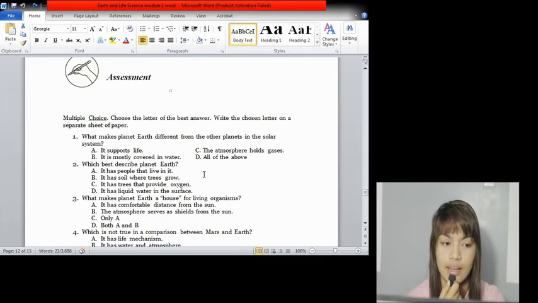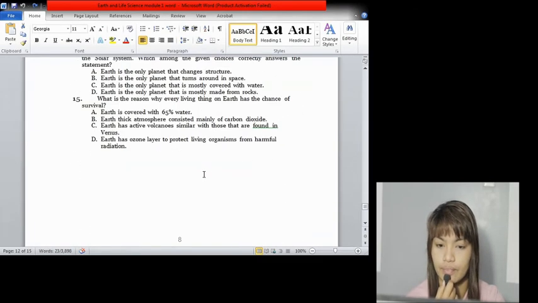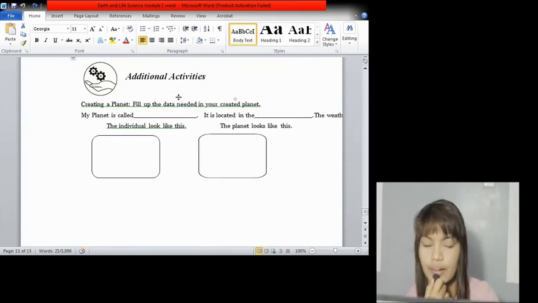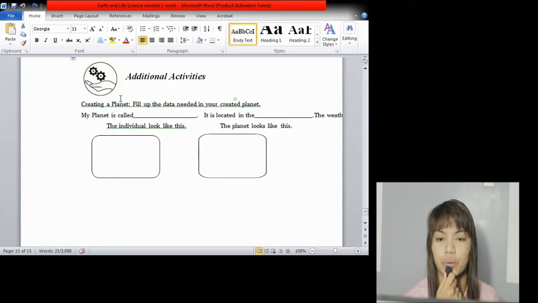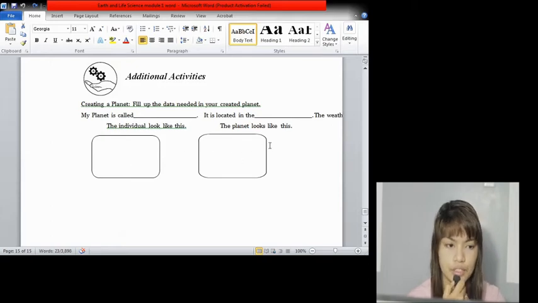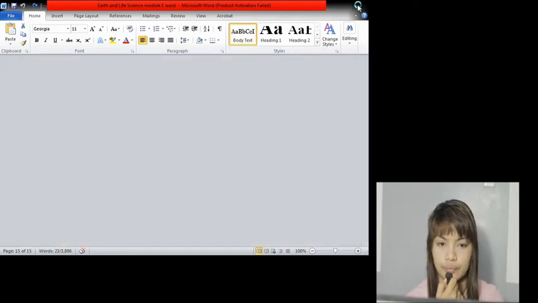And that's the last part, the assessment. 15 questions, and the last one also we have additional activities. You're going to create your own planet. So you're going to fill out the data, and then you're going to draw how the individual looks like on your planet and how the planet looks like. Okay, that is for module 1. So now let's go to module 2.